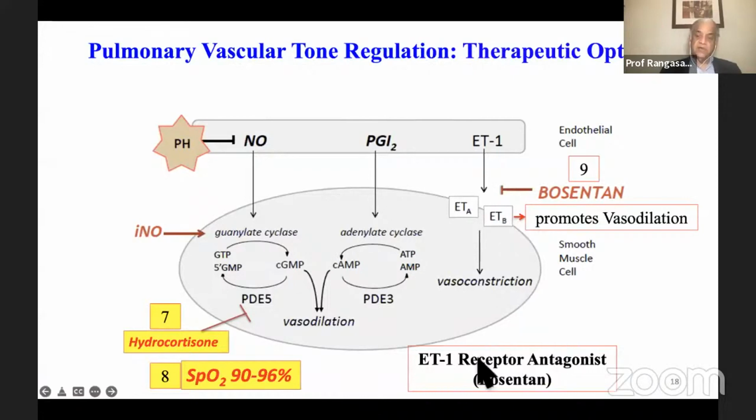So typically, bosentan is used as an endothelin receptor antagonist, usually in chronic pulmonary hypertension. For example, babies with BPD who develop pulmonary hypertension, or diaphragmatic hernia babies who now have pulmonary hypertension. In those babies, we use bosentan, which is an oral formulation.